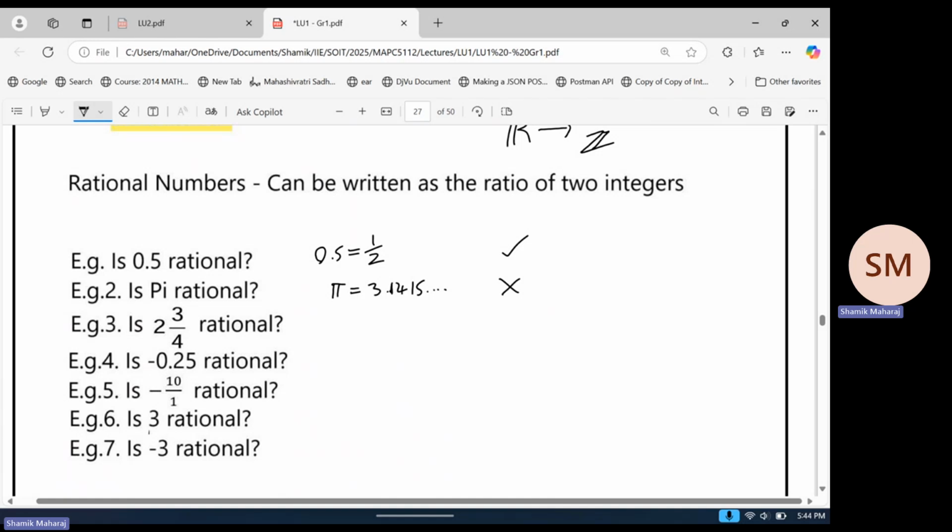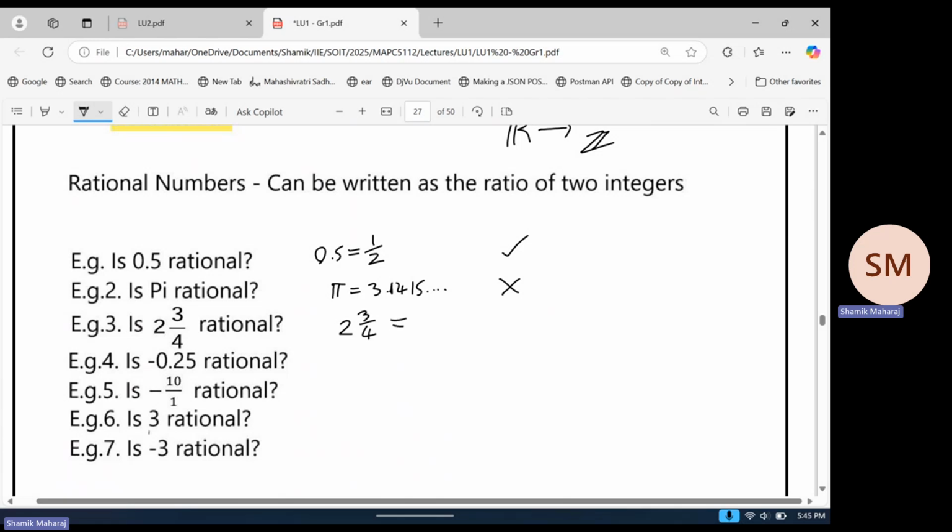Third example, is 2 3/4 rational? Well, you might say no because it doesn't look like it's only integer over integer, but this is a mixed fraction. It can be written as an improper fraction, and then it should satisfy the criteria. So let's have a look at that quickly.